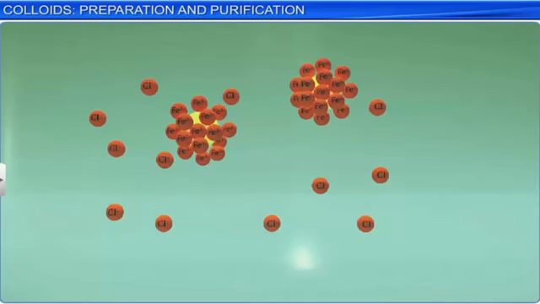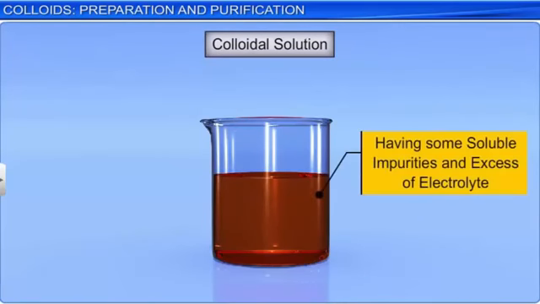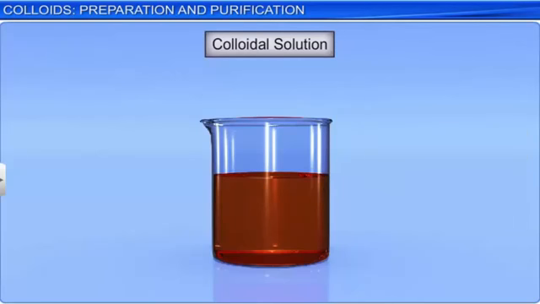The colloidal solutions prepared by the methods we just discussed are generally associated with some soluble impurities and some excess of electrolyte. Though a trace amount of the electrolyte is sometimes essential for the stability of the colloidal solution, an excess of it causes coagulation of the sol.